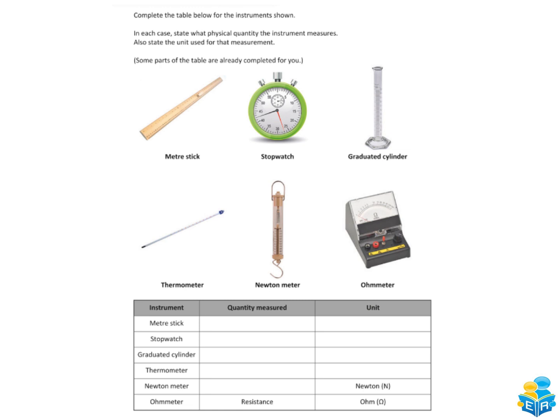And the final question, complete the table below for the instrument shown. In each, state what physical quantity the instrument measures, also state the unit used for that measurement. Some parts of the table are already completed for you. So you don't have to use the SI unit, we can actually use any units in this case. Metre stick, we're going to measure length, and we can use meters for that.